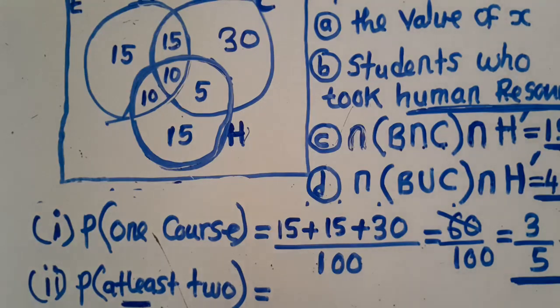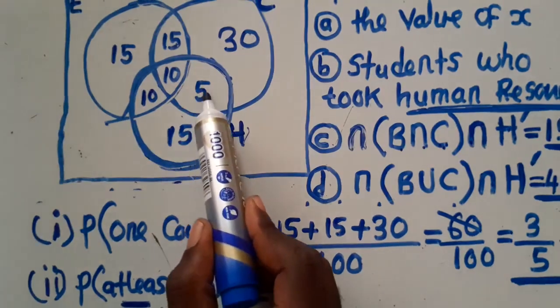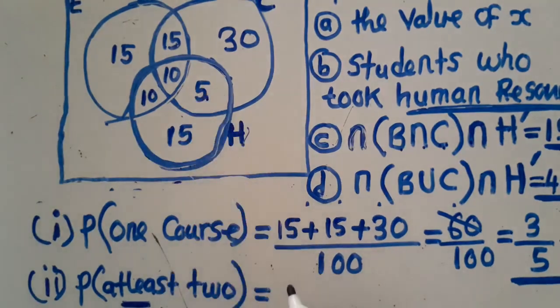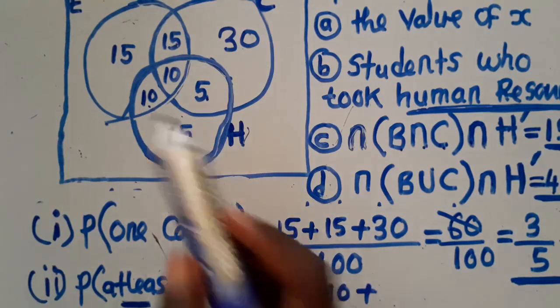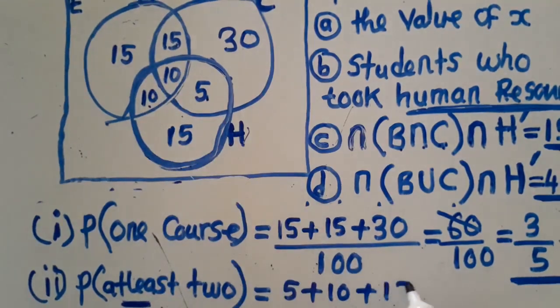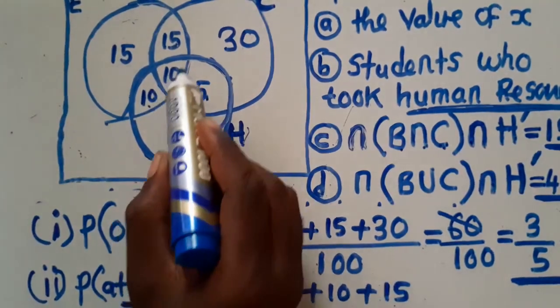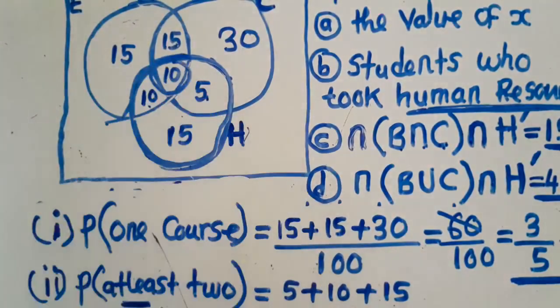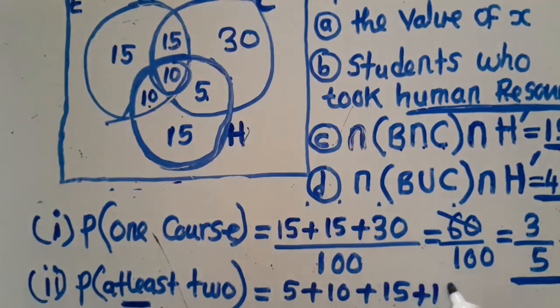So now, at least 2, those that were taking 2 or even more than 2, meaning even those that were taking 3 courses. So these are the ones. These 5 took 2 courses. These 10 were taking 2 courses. These 15, you are taking 2 courses. Even these 10 here in the middle, 10 students were taking all the 3, like this.